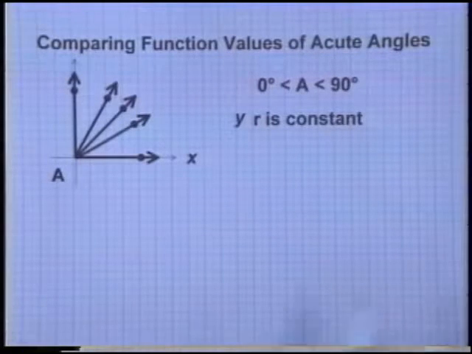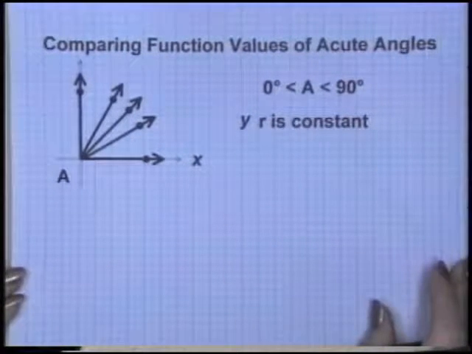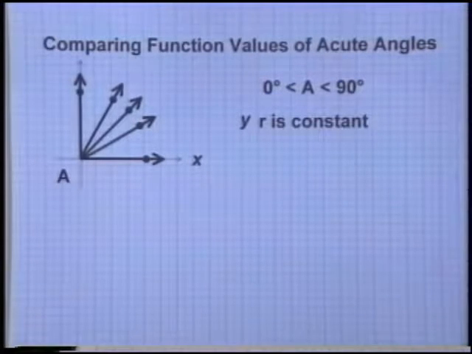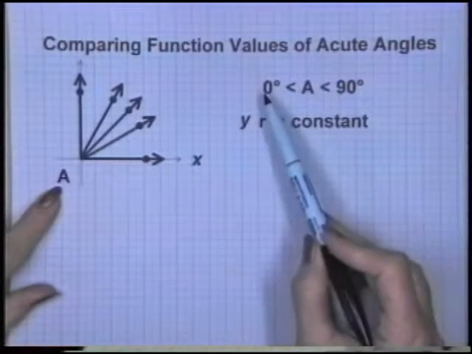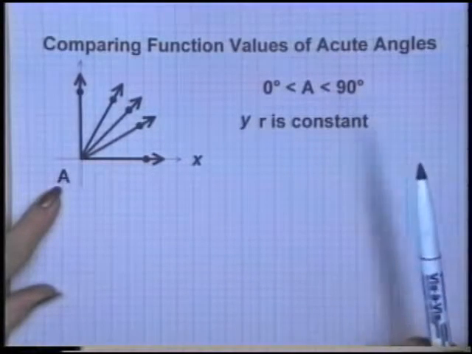Well, the next concept I want us to look at is the trig functions of acute angles, and see whether the individual function increases or decreases as the angle gets larger from 0 degrees to 90 degrees. So let's look at that. What we're doing here is comparing function values of acute angles, and I have just named my angle A, and A is between 0 degrees and 90 degrees.